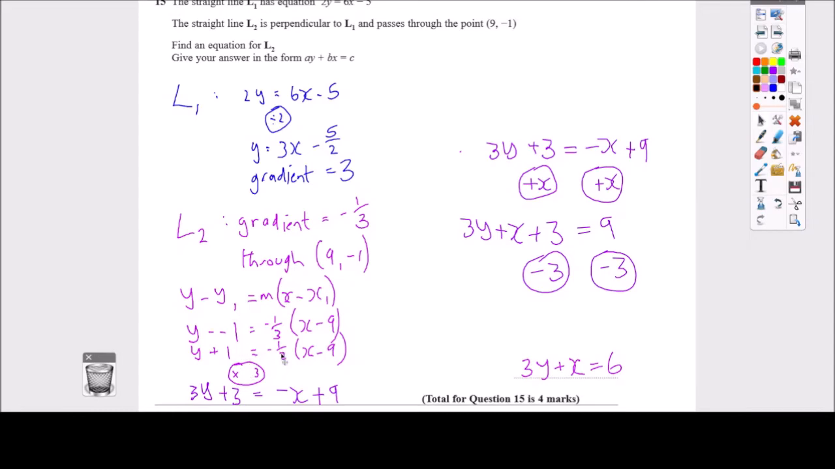Now, multiplying by 3 undoes this dividing by 3, but it leaves me with a minus 1. Now, minus 1 times x is minus x, and minus 1 times minus 9 is plus 9. So careful, you get a plus 9 here. Now, just to get it into the format that they want, I'm adding x to both sides. So 3y plus x plus 3 was 9, and I'm taking away 3 to get a final answer of 3y plus x equaling 6.